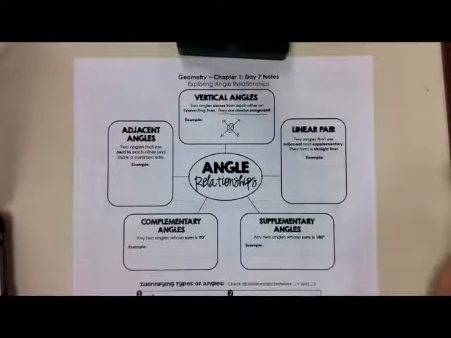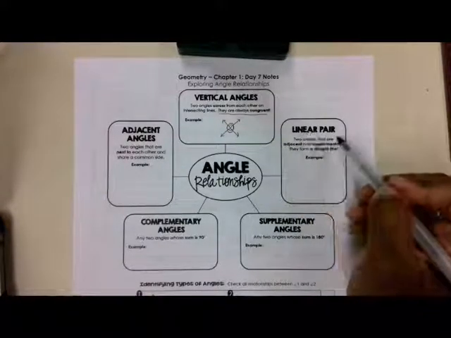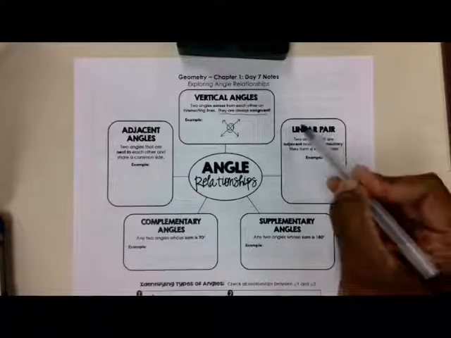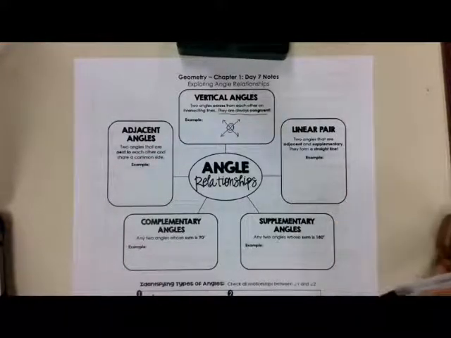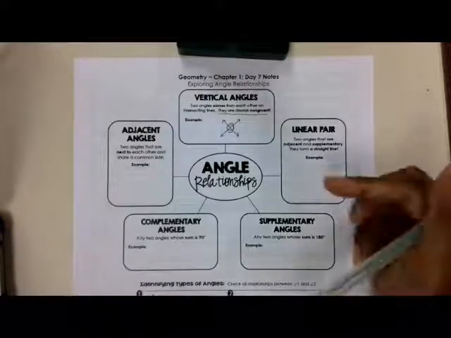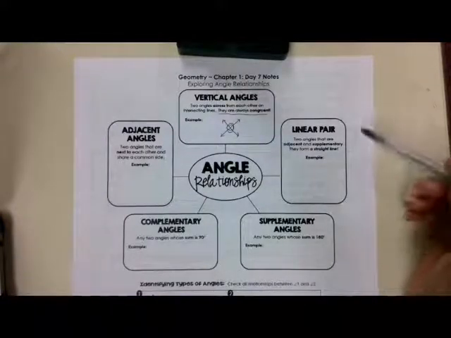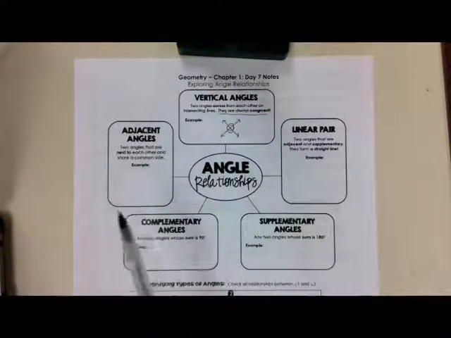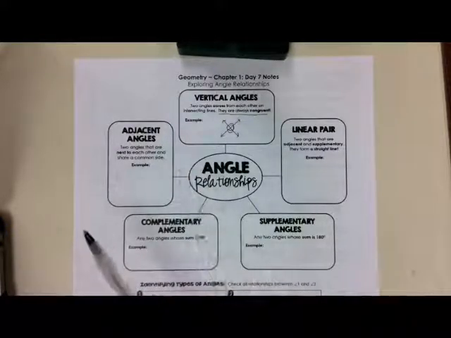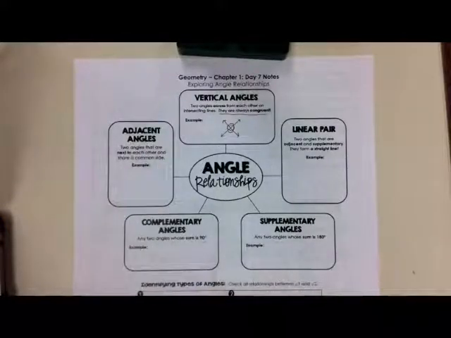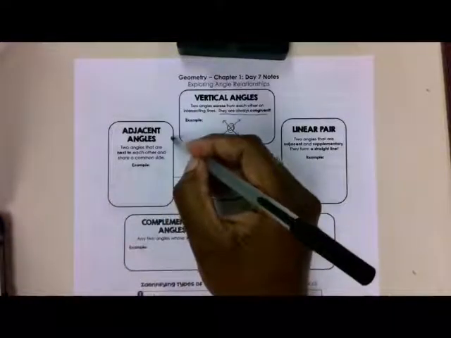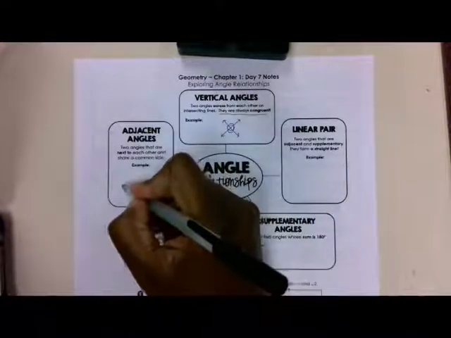Then we have a linear pair, which is exactly what it sounds like: 2 angles that are adjacent and supplementary, and they form a straight line. And I guess I should talk about adjacent and supplementary first. Maybe we should go this way. So let's do adjacent angles. Adjacent angles are angles that are next to each other. So I'm going to draw adjacent angles.